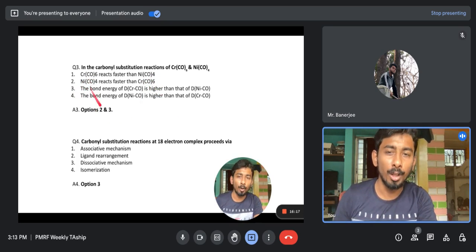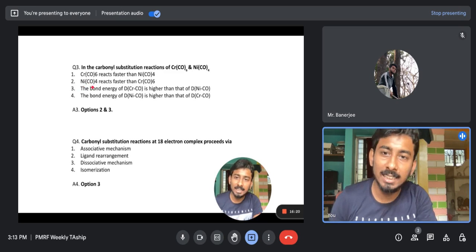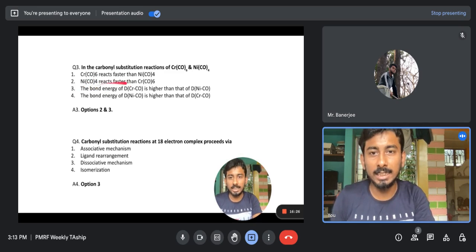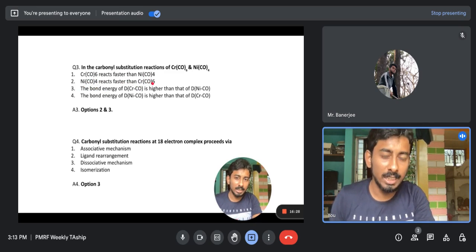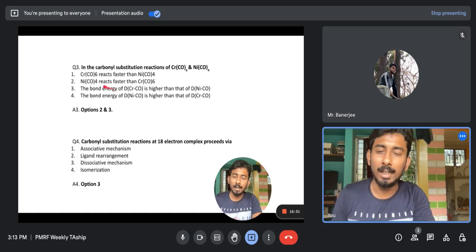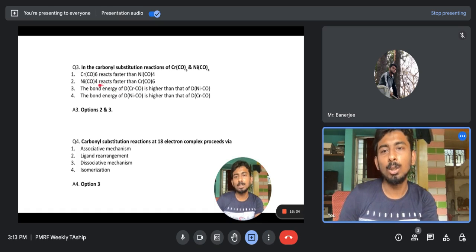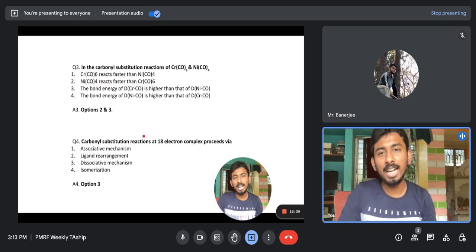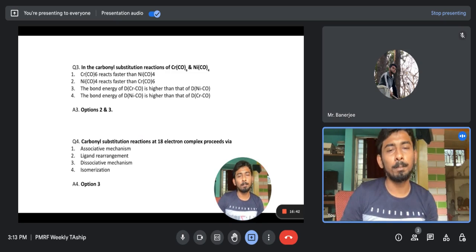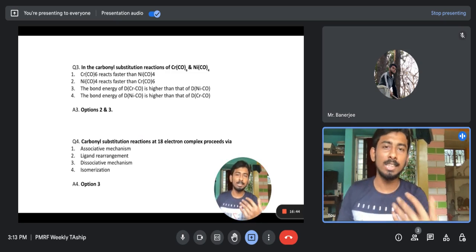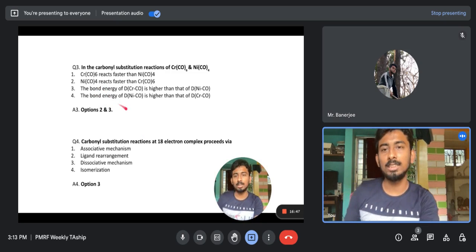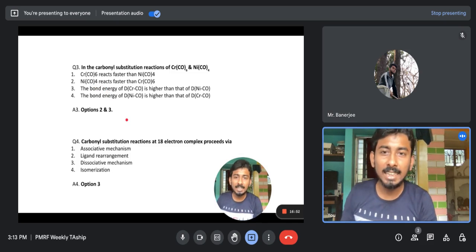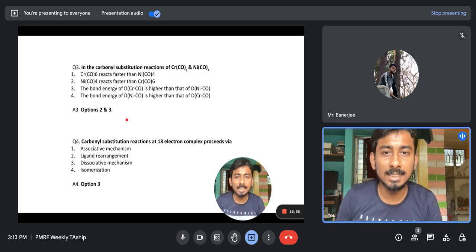But in case of Ni(CO)4, 2 positions are still vacant because it's tetrahedral in nature. That's why it is coordinatively unsaturated in nature. So electronically both are saturated, but coordinatively Ni(CO)4 is unsaturated. In carbonyl substitution reactions, the 18 electron complex reacts via an associative mechanism, which allows it to react faster. So Ni(CO)4 can act in associative mechanism quite well compared to Cr(CO)6.